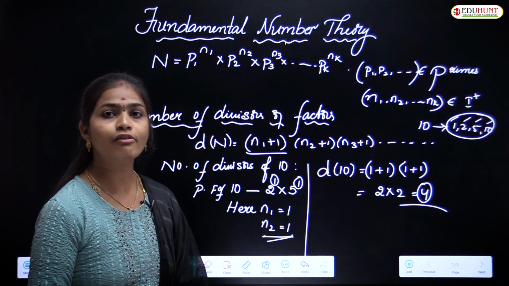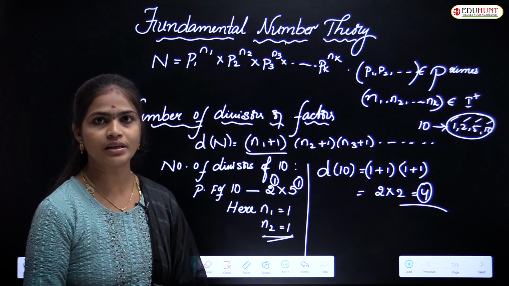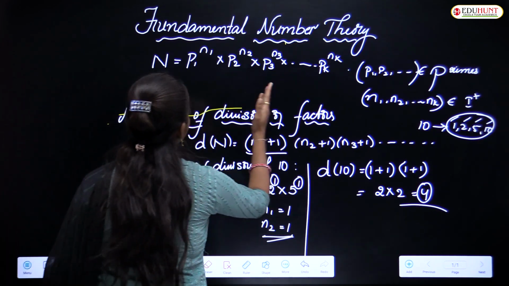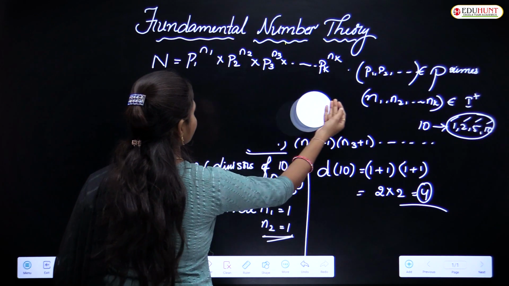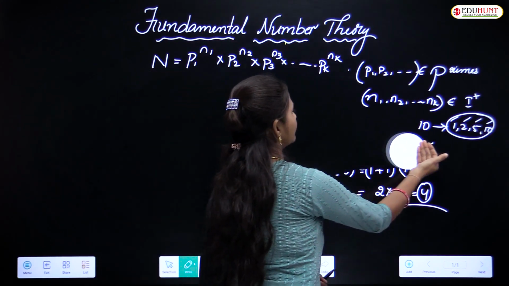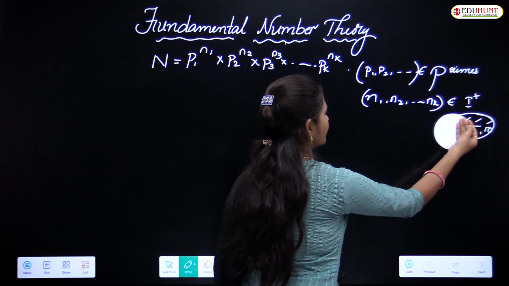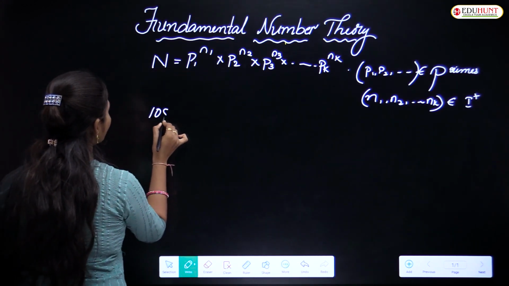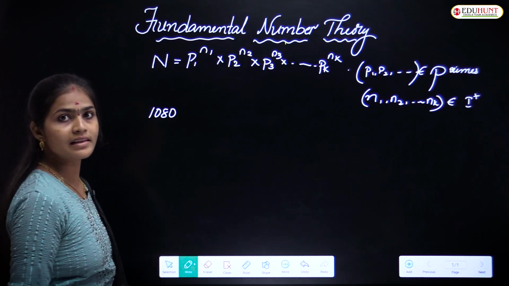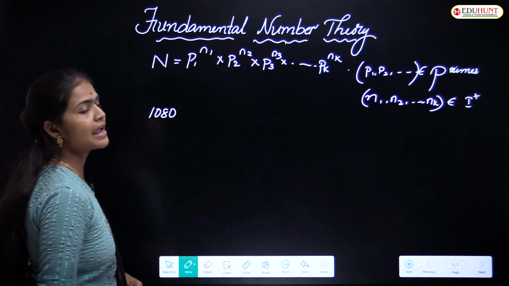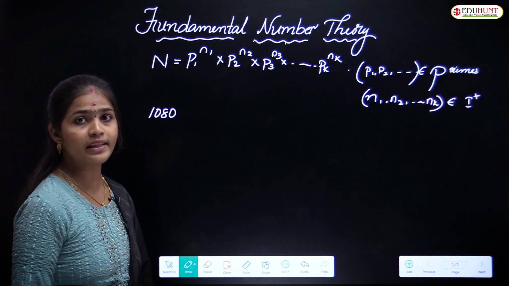Now I am going to take a bigger number, any 4-digit number. So my number is 1080, that is a 4-digit number, no? So how to express this number? Here n is equal to 1080.